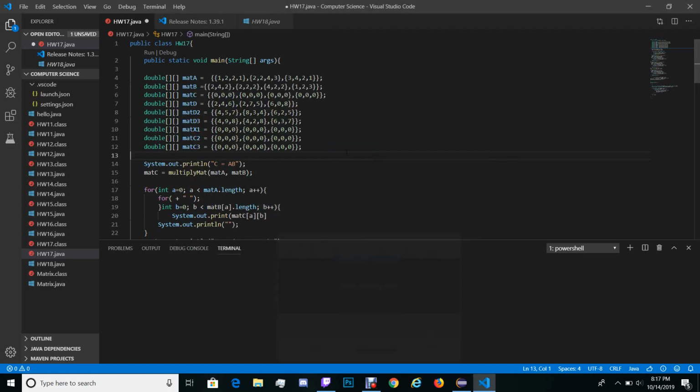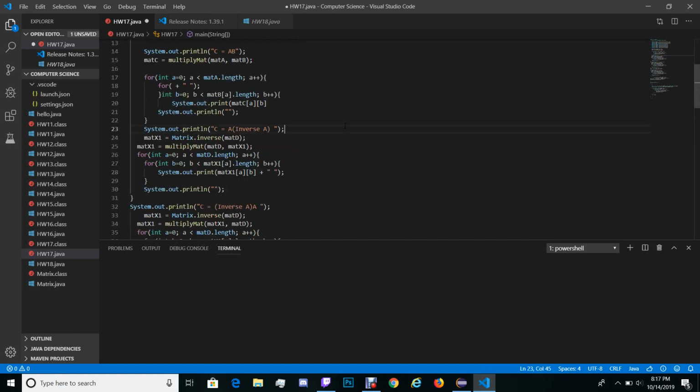Okay, so this is my code for 117, and again we're working with matrices. I have mat A and B, which have values. Mat C doesn't, because it's going to act as an input. Mat D, D2, and D3 all have values, which I'm going to be using. And then X1, C2, and C3 all are going to act as inputs.